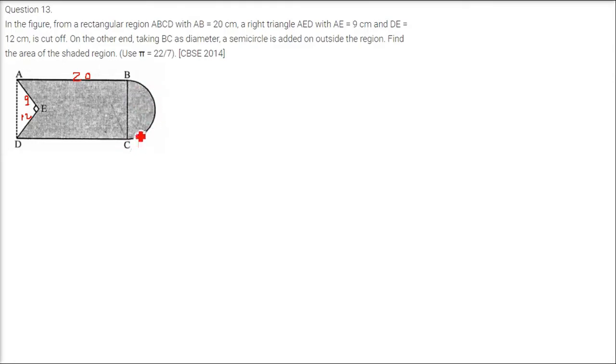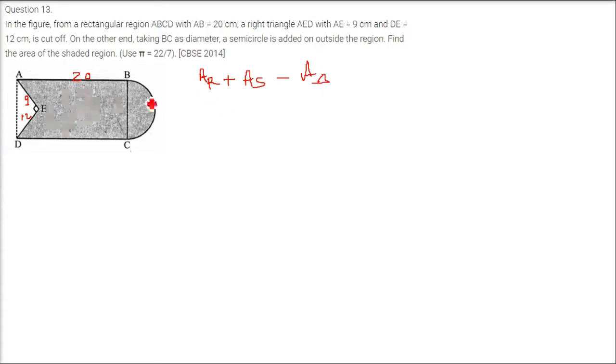It is added outside the region. Find the area of the shaded region. So we have to find out the area of the shaded region. Same thing we have to do: area of the rectangle, plus area of this semicircle, and minus area of the triangle.